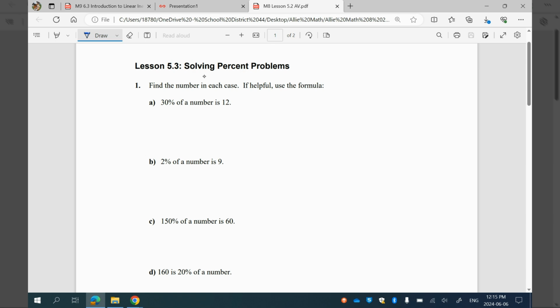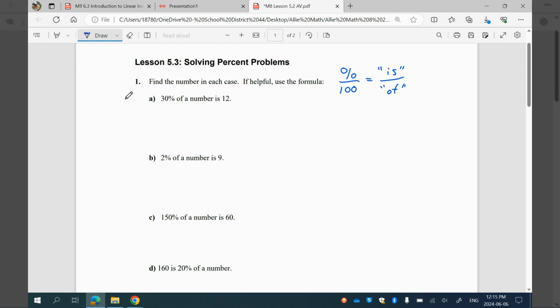So we're going to use this idea that percent over 100 equals is over of. Often in these problems, we're going to see the words "is" and "of," and we can use this relationship to solve some of the problems. So let's try it for the first one. 30% of a number, we don't know what that number is, so we can represent it with a variable like x, and it's saying it is 12.